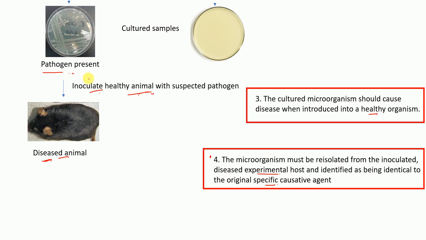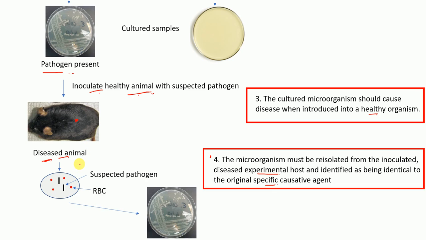After we have inoculated this cultured microorganism, which was originally isolated from the diseased animal, and the new host animal, the healthy host, has become diseased, we should be able to isolate this microorganism from it. This animal should contain the suspected pathogen, the suspected microorganism, in the experimental host, and it should be identified as being identical. So when we culture it, it should be identified as being identical to the original specific causative agent.